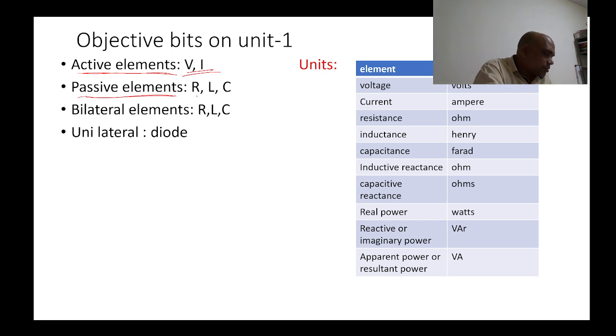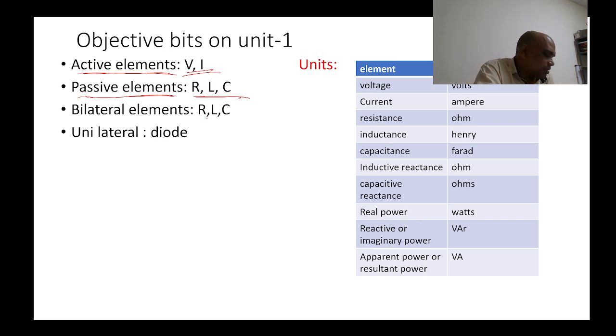What are the examples? Resistance, inductance, and capacitance, the RLC components. Already we discussed this in our previous videos. Directly I gave the conclusion regarding bits. So in the examination, in which way can he ask? Example of an active element? Voltage, resistance, inductance, capacitance. Which one is correct? Voltage. Example of a passive element: voltage, current, resistance, both A and B. Which one is correct? Resistance.